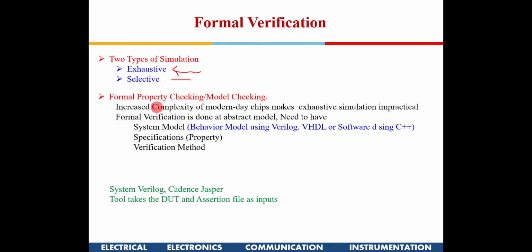So when you move to a slightly higher level where you have so many modules which are interconnected, there is no option but to do selective testing. That is where formal property checking or model checking comes in. This formal or model checking is not fully automated, unlike when we go for testing algorithms, automatic test pattern generation, where software and algorithms are totally available.